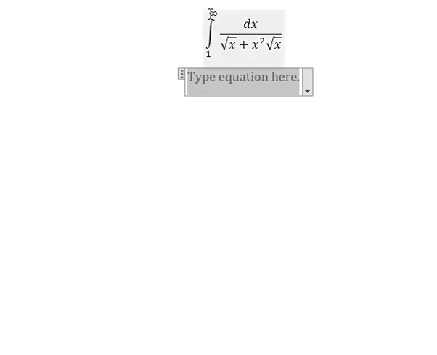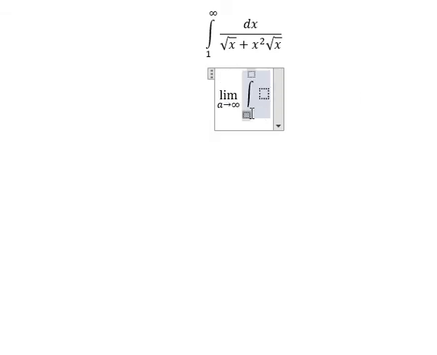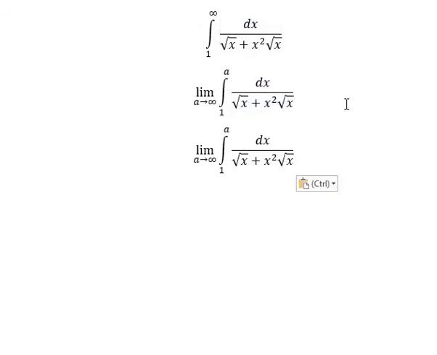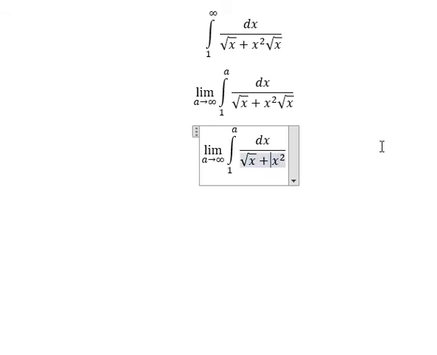We have positive infinity. We need to transform this one into the limit, as a approaches positive infinity, and we have the integration from number 1 to a. Next, the square root of s. The square root of s we can do about factorization.